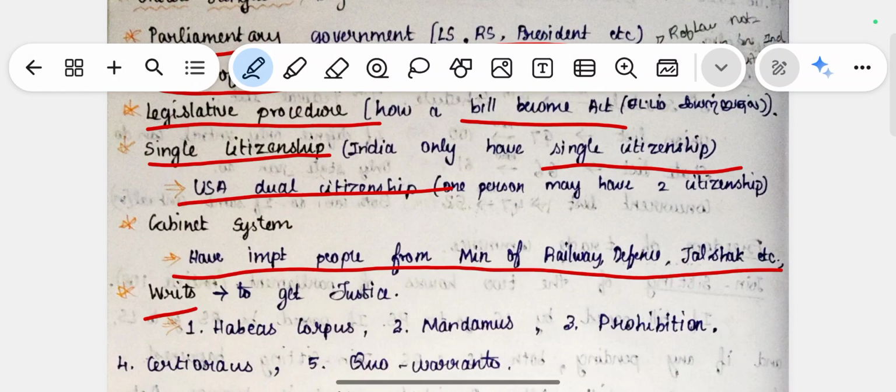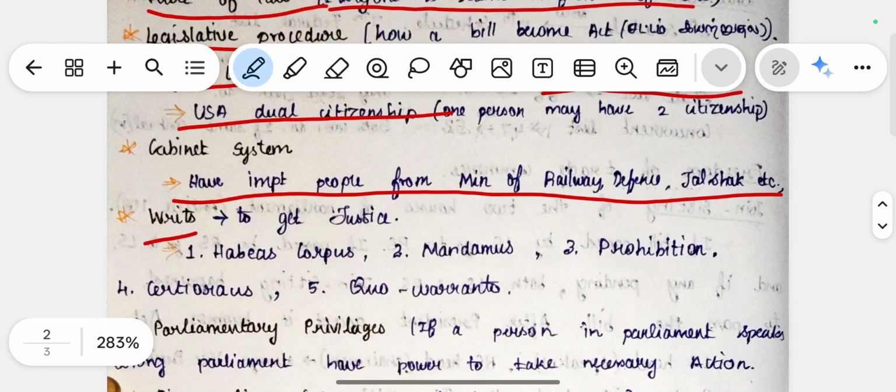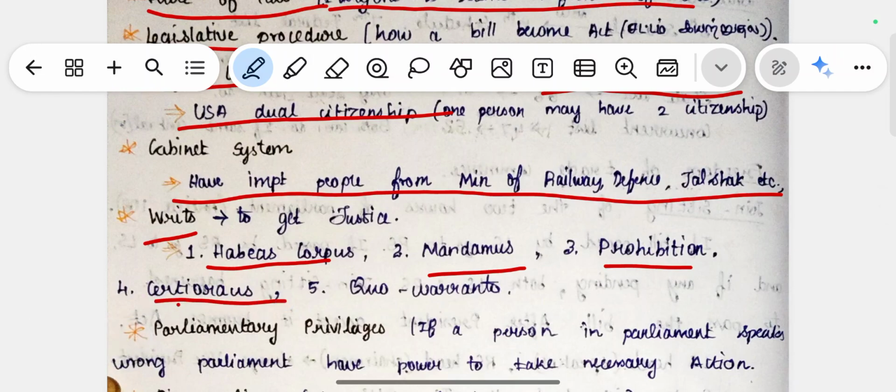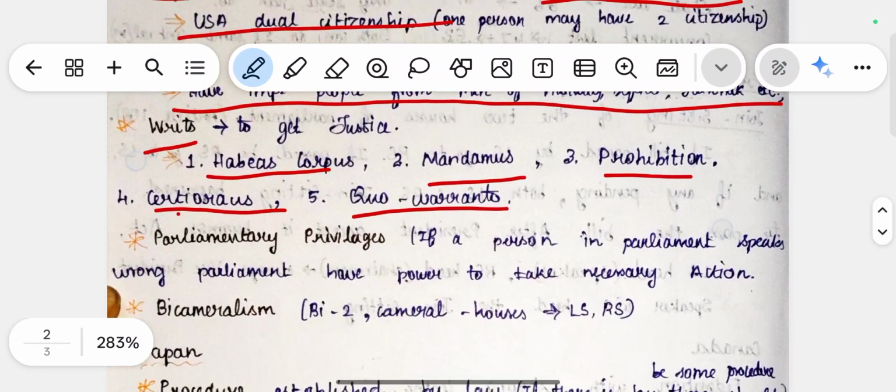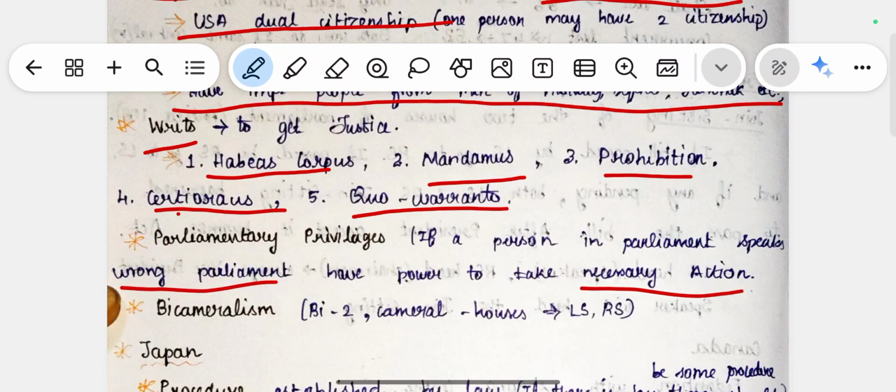And writs. If we feel some justice was not given properly, we have writs to get justice, which are divided into 5 types: habeas corpus, mandamus, prohibition, certiorari, and quo warranto. Then parliamentary privilege: if a person in parliament speaks wrongly, the house has the power to take necessary action. Some of the parliamentary privileges and bicameralism, these concepts are taken from the United Kingdom.